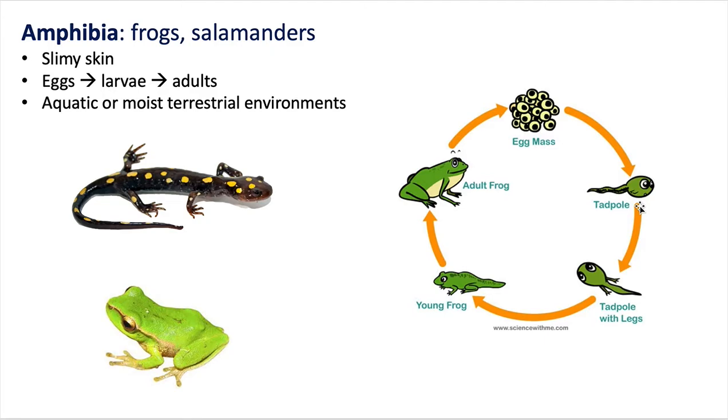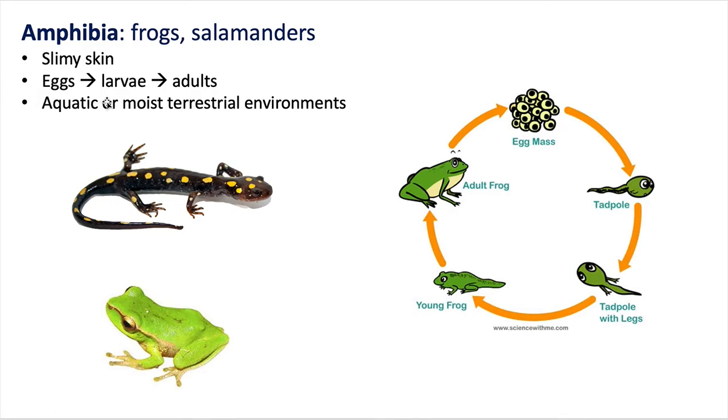Salamanders, frogs. Here's a good question. What distinguishes a salamander from a lizard? Well, here's some things. Slimy skin, right? Lizards don't have slimy skin. Lizards don't have aquatic eggs. Lizards have eggs, believe it or not, like chickens.